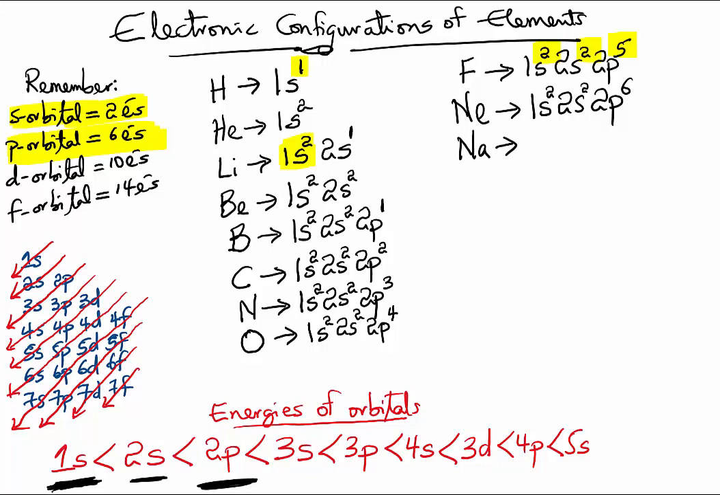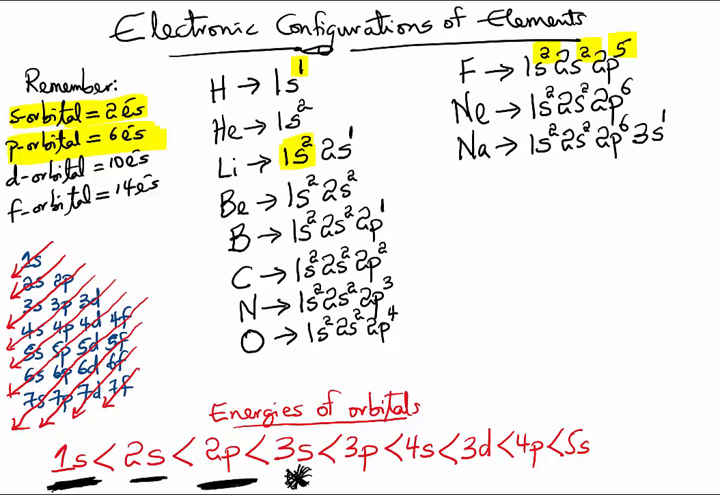Sodium has 11 electrons. So the electron configuration will be 1s2, 2s2, 2p6. So far, I have used 10 electrons. The 2p orbital is now completely filled. I will need to move on to the next orbital, which is 3s. And for sodium, the remaining 1 electron will go into the 3s orbital.